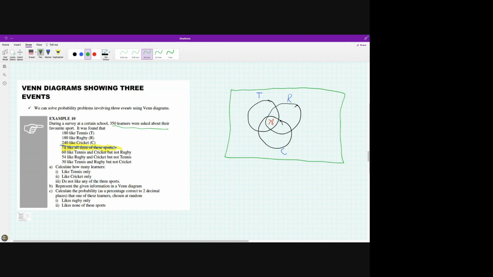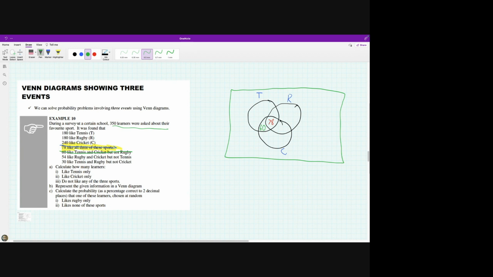So the next thing I do is I don't go to the top. I go to the ones over here, and I go 60 like tennis and cricket, but not rugby. So that is going to be that region over there, because rugby is over here, so I can't include that. Tennis and cricket lovers, they're going to live there. So that's taken care of.